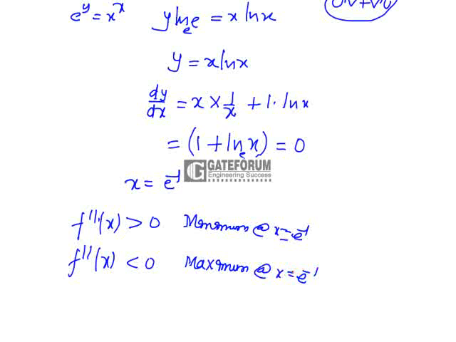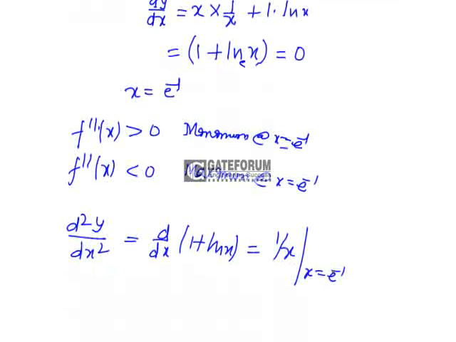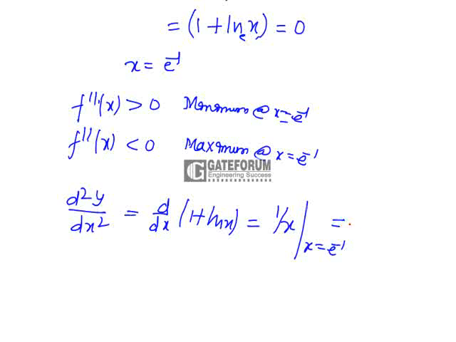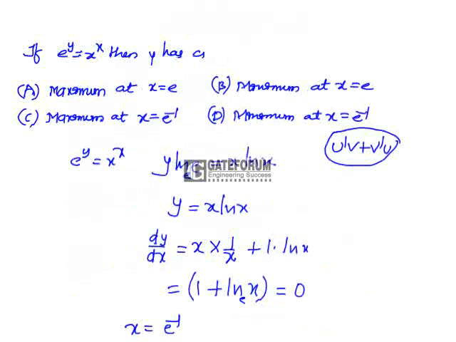Now what is f double dash of x here? We have to differentiate this y with respect to x again. So this is d by dx of 1 plus ln x, which is equal to 1 by x. Now at x is equal to e power minus 1, d square y by dx square value is equal to e. e is always greater than 0. That means it is having minimum value at x is equal to e power minus 1. So our correct option is option D.